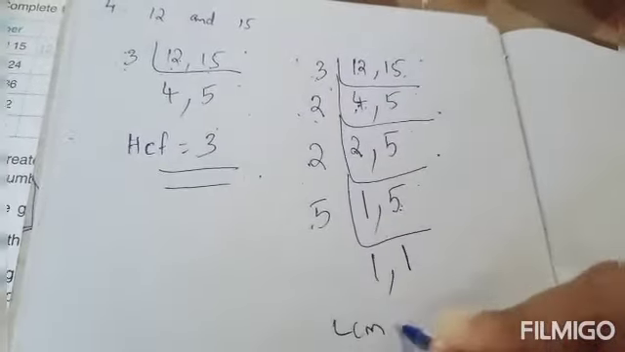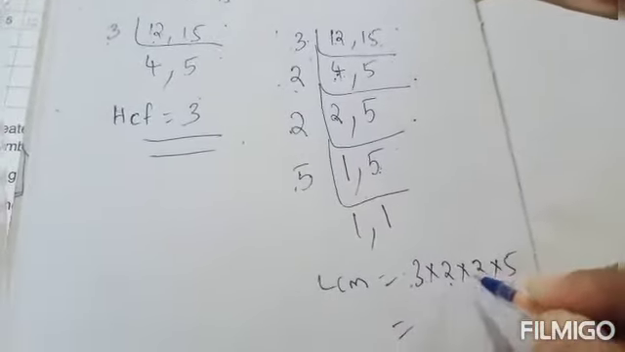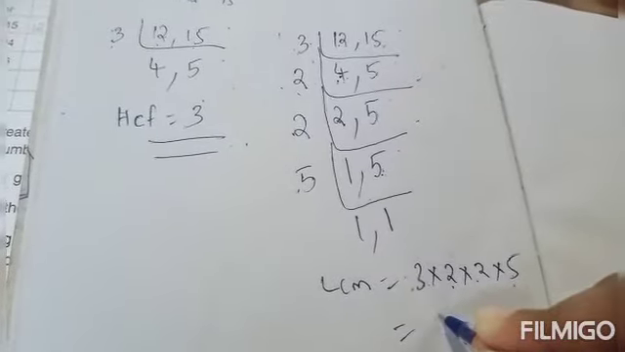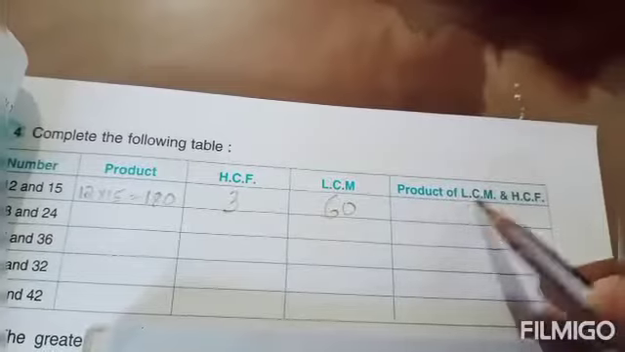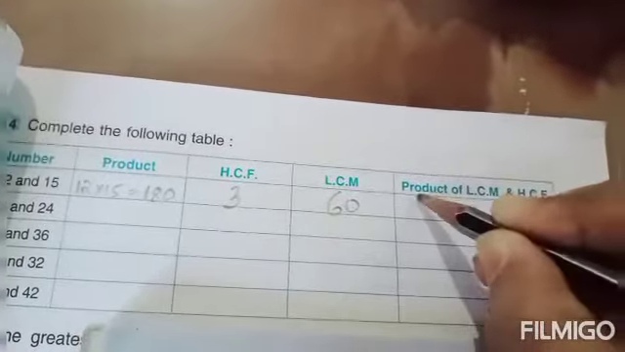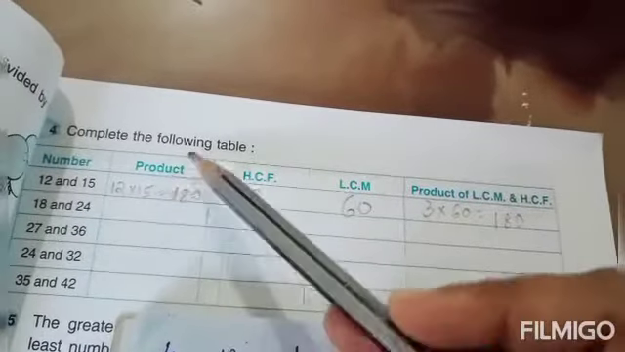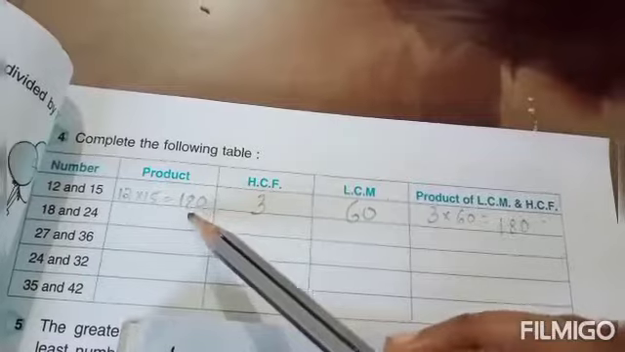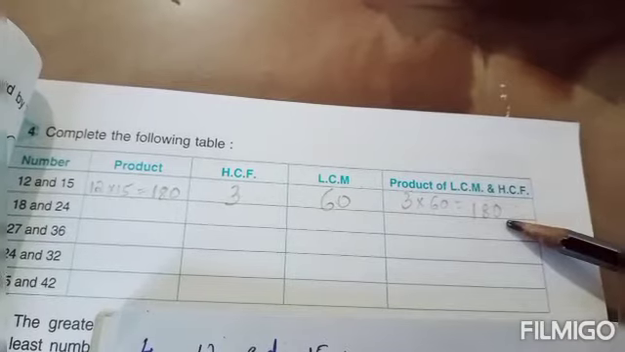So what will be the LCM? 3 into 2 into 2 into 5. 3 into 2, 6; 6 into 2, 12; 12 into 5, it is 60. Okay, so LCM is 60. Next, the product of LCM and HCF, that is the product of these two numbers, 3 into 60. You will get 180 only. So you can see here, the product of the numbers you got 180, and the product of their LCM and HCF also you got 180.